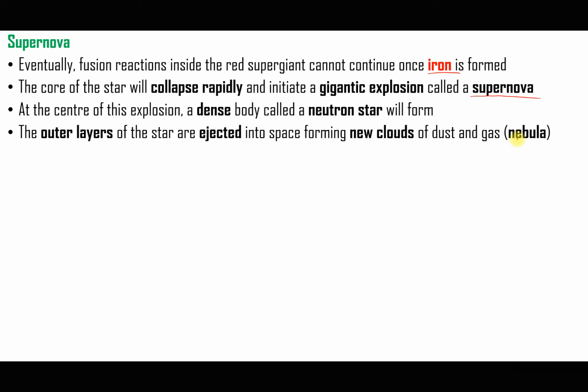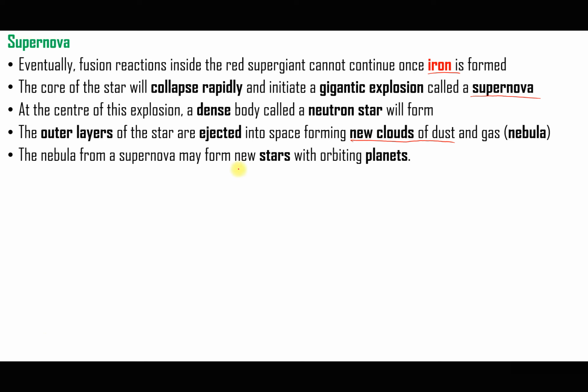So the outer layers of the star are going to be blown away into space, forming new clouds of dust and gas. It is believed that it is from these clouds that other new stars and other planets can be formed. So the nebula from a supernova may form new stars with orbiting planets. The new clouds of dust and gas, which are ejected into outer space, can then be the source for new stars which can be formed in the future with their orbiting planets.